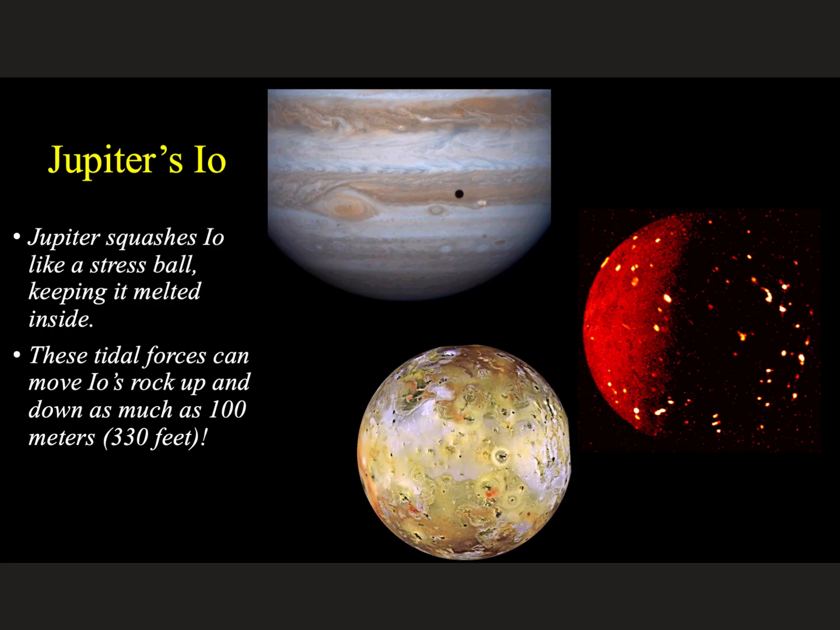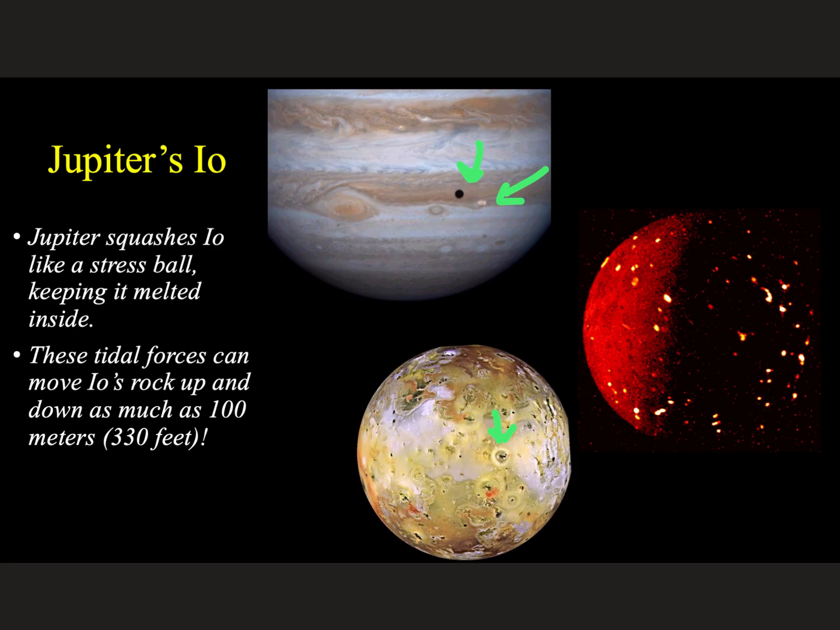You can see it casting a shadow on Jupiter in the first image, and you can see just how big Jupiter is compared to this tiny moon. In the second image, you see pockmarks of the individual volcanoes. In the infrared image on the right, you see how many volcanoes are active all at the same time.